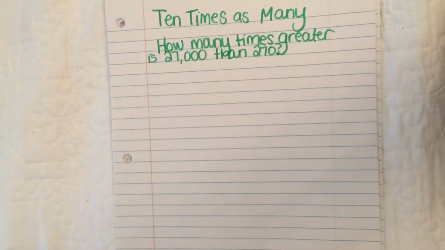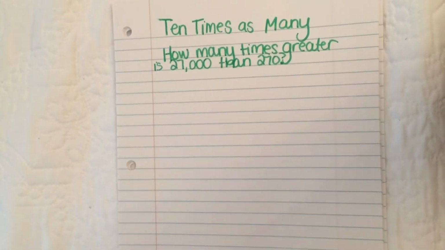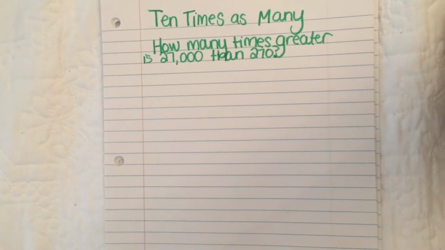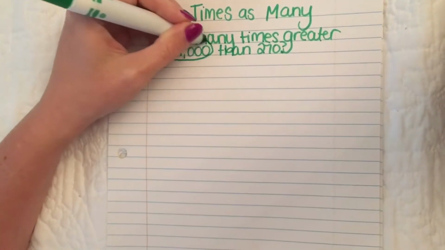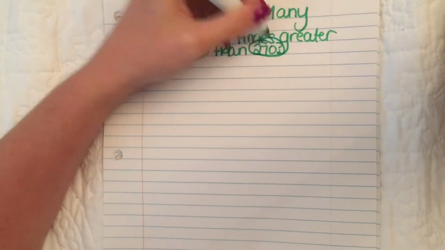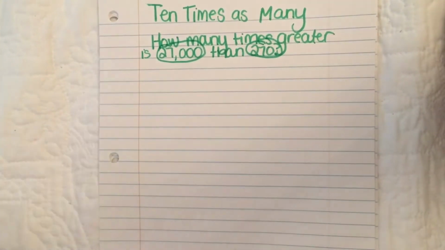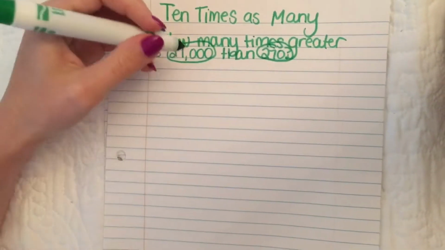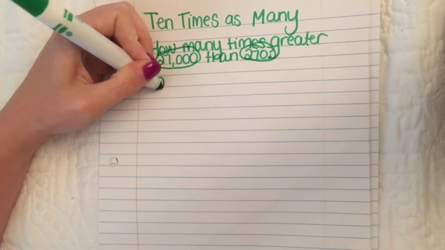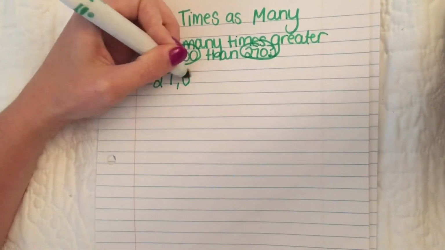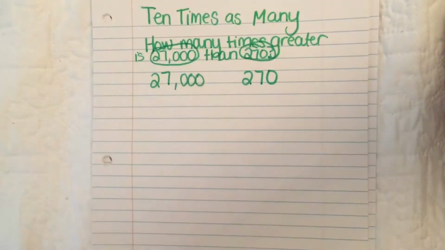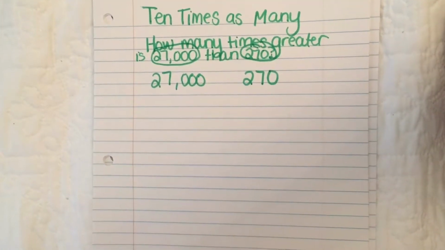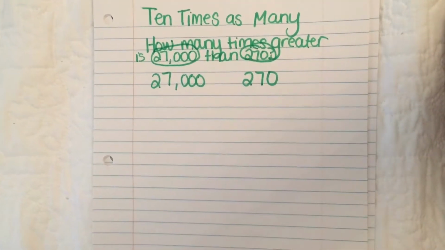So in this question, how many times greater is 27,000 than 270? We're looking at the numbers 27,000 and 270. So I always ask students to pull out the numbers. So we have 27,000 and 270.